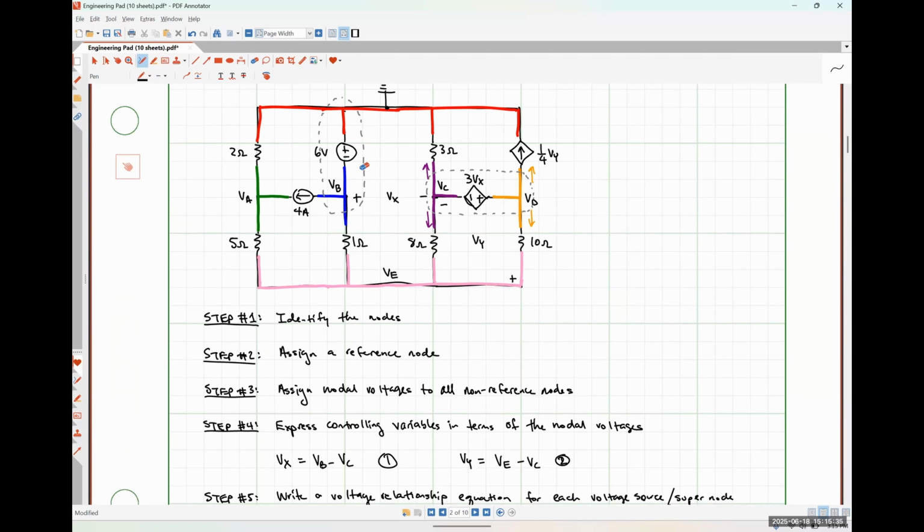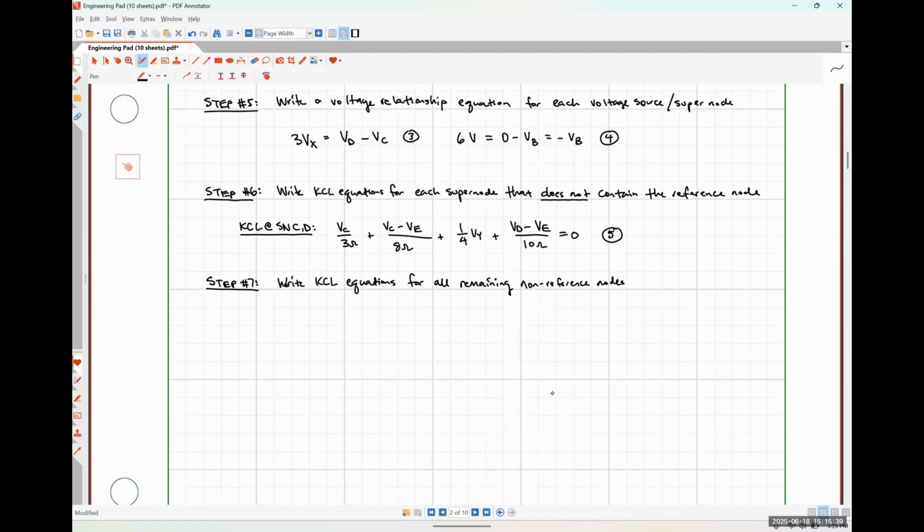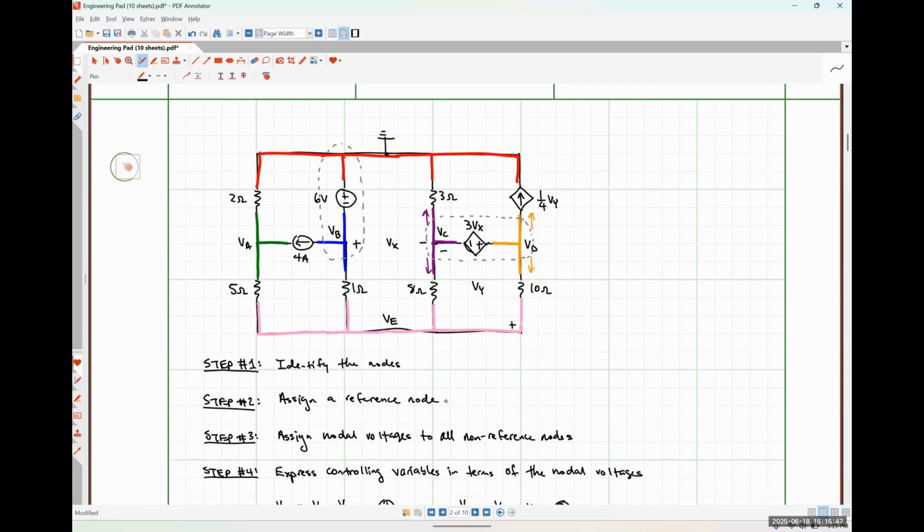So we are now back down to step 7. We're going to write KCL equations for all of our remaining non-reference nodes. So if I scroll back up to our diagram, what are our remaining non-reference nodes? So what nodes do we not have equations for yet? VA and VE. Exactly right.